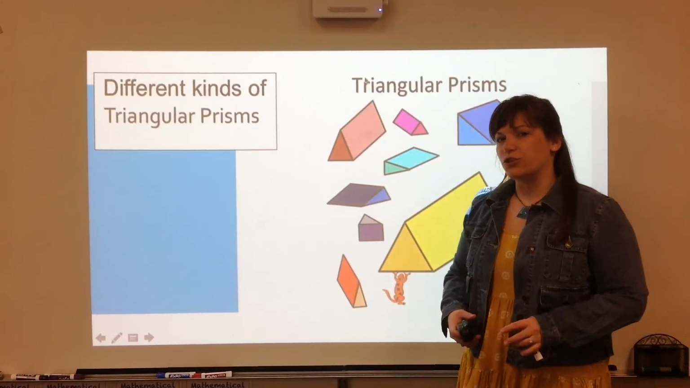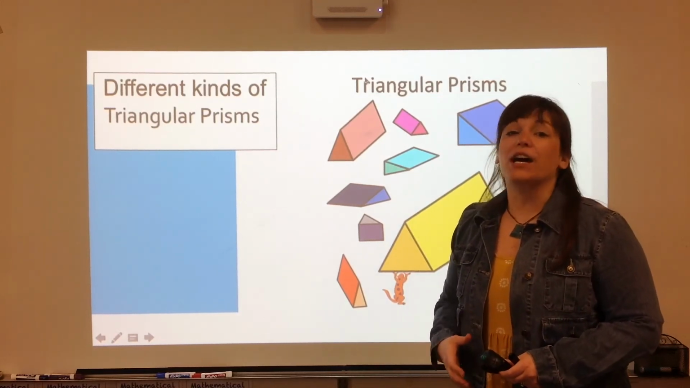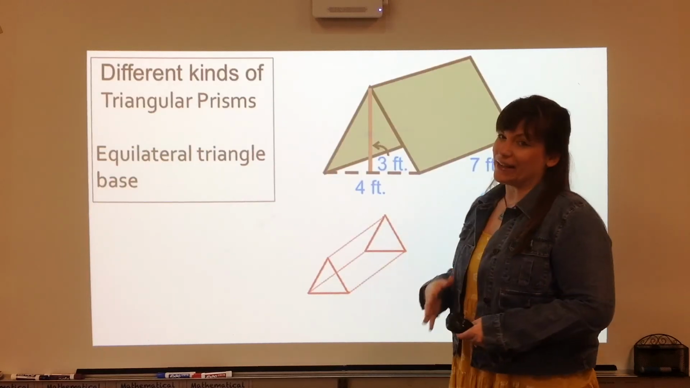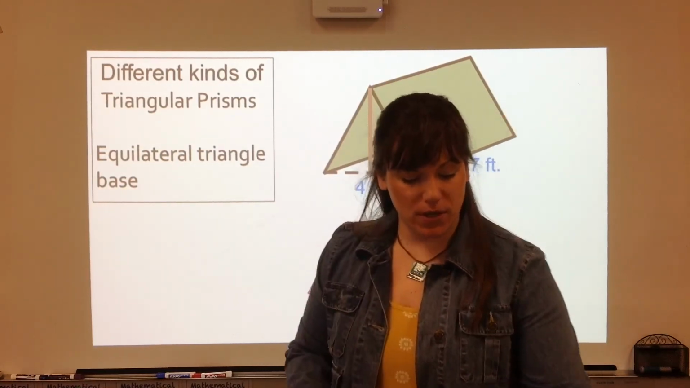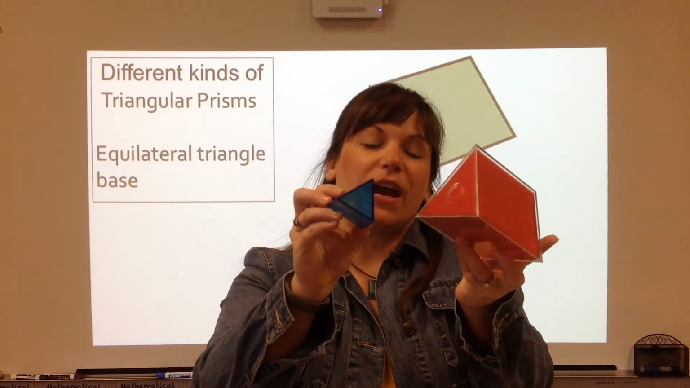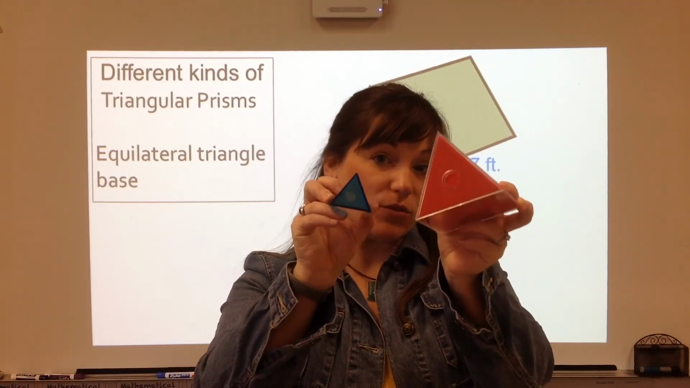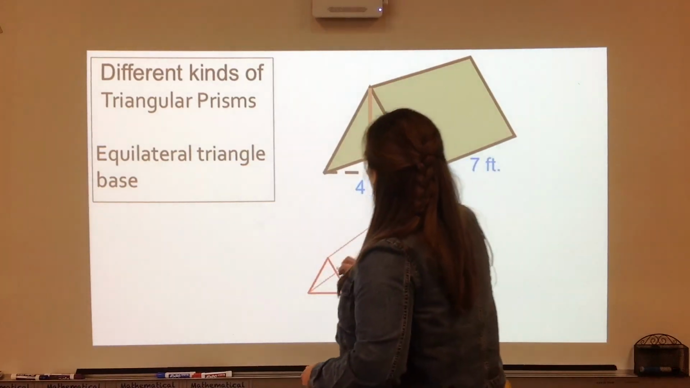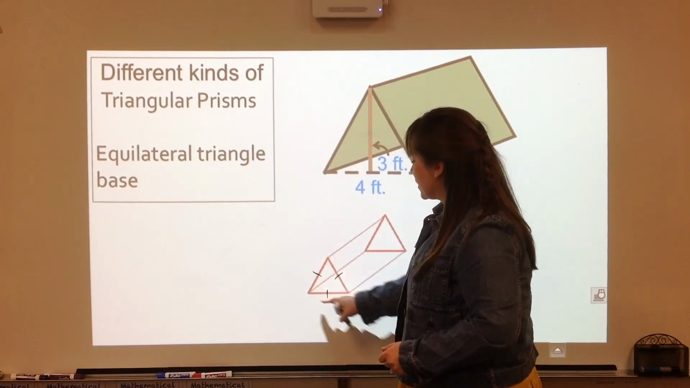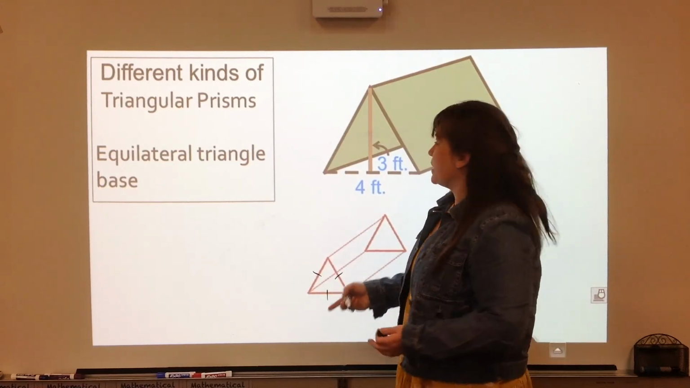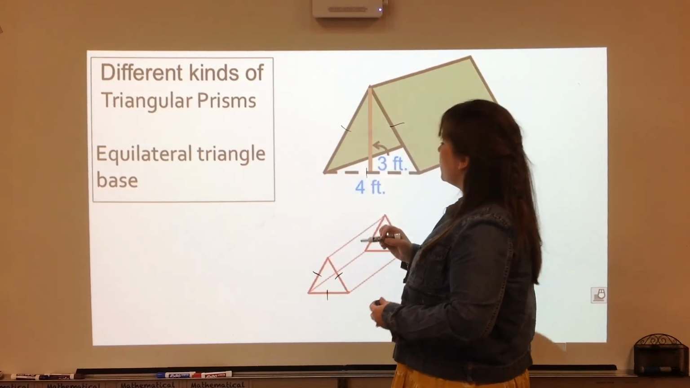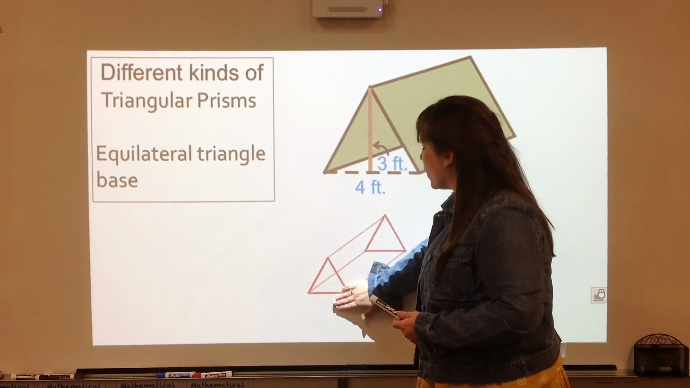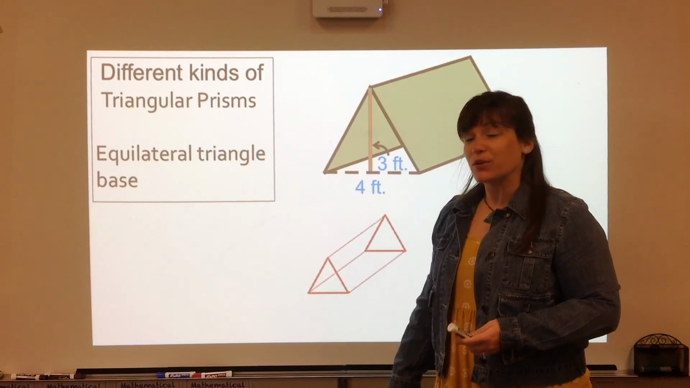I want to show you some pictures of the three different types of triangular prisms based on the kind of triangle that is the base. The examples that I gave you here all have an equilateral triangle. All sides are the same. You notice in these pictures the triangle sides are all the same. Sometimes you'll see a hash mark noting that the side lengths are all the same. Sometimes you won't, but that's one kind of triangular prism that you'll see.